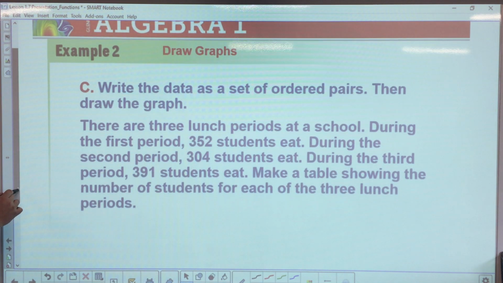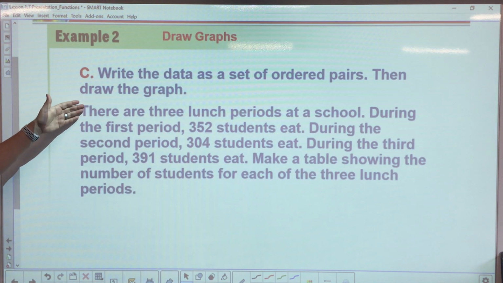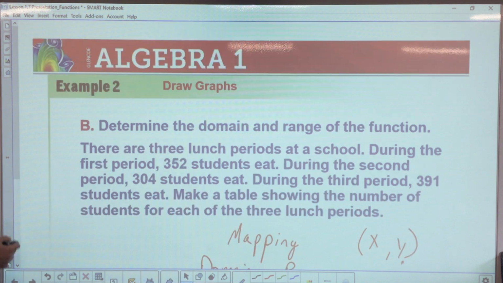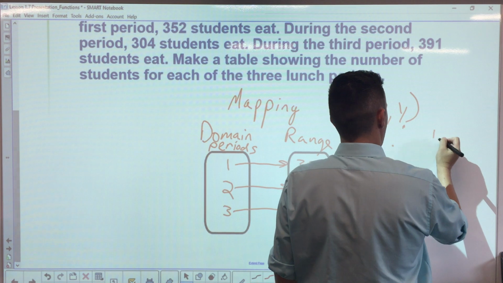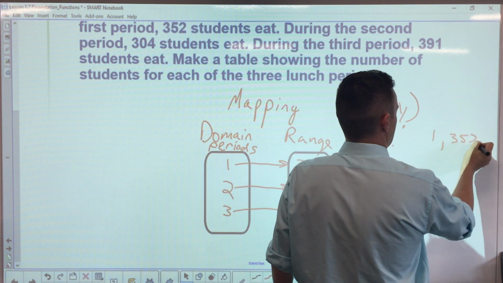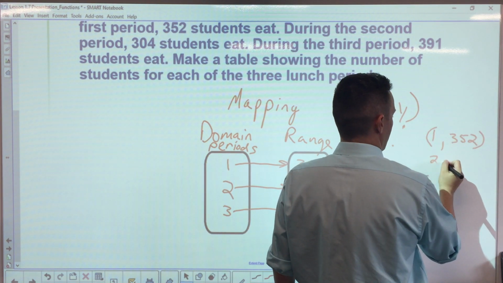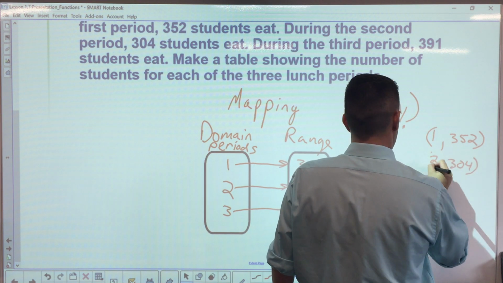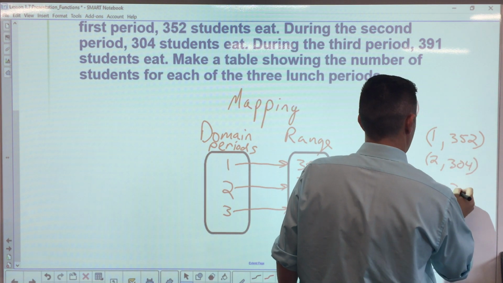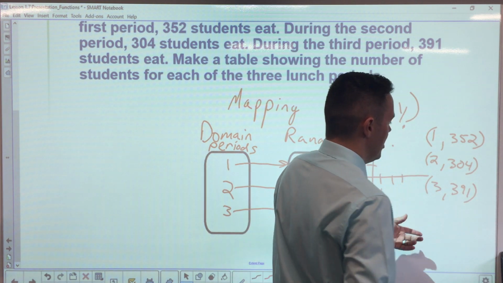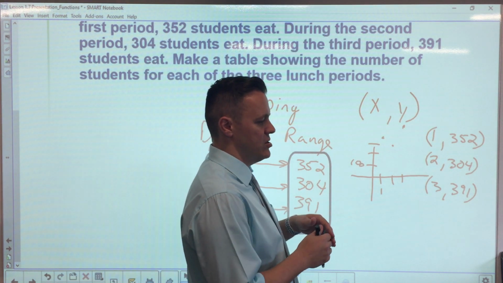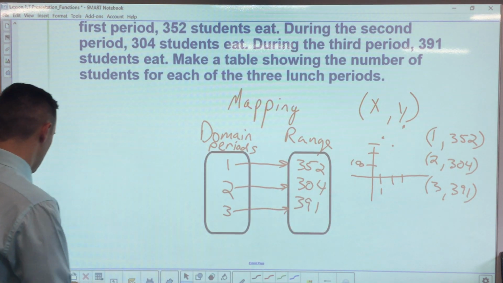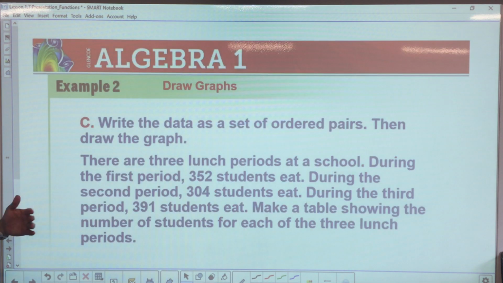Secondly, when you draw graphs, write the data in a set of ordered pairs, then draw a graph. Well, we just did that, right? I drew the graph. The ordered pairs would be 1, 352, 2, 304, and 3, 391, okay? Now, on the notes that I give you in class, I'm not sure how much of this I'll give you because I want to make sure you understand, because you can see the example in your books as well, that the data and information given to you, you convert into a graph.